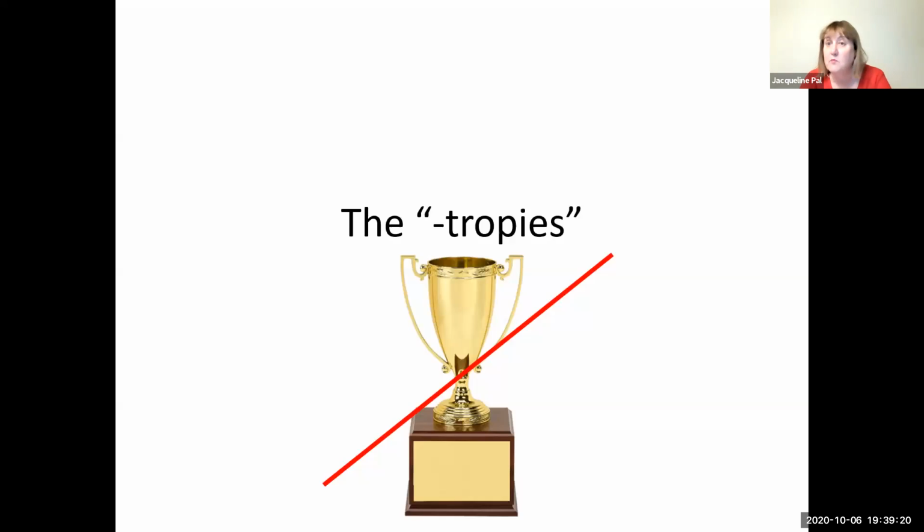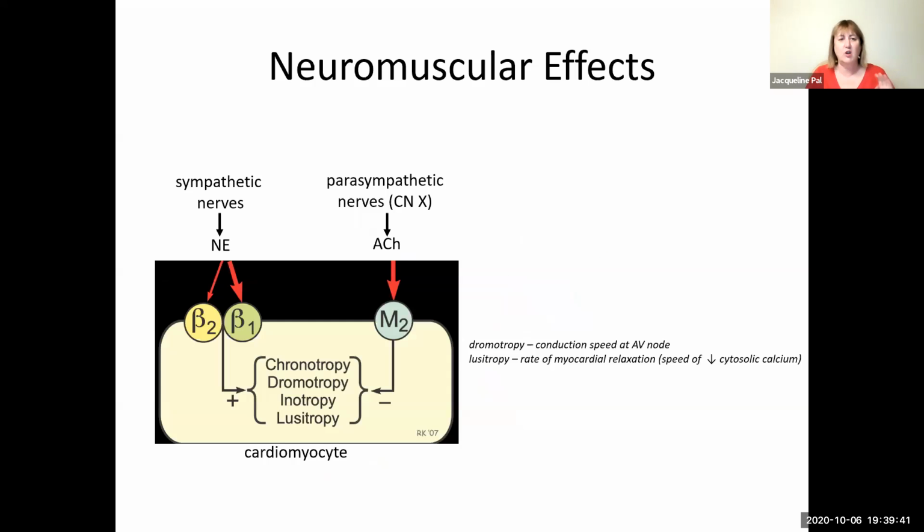Hello and welcome back as we continue our exploration of cardiovascular physiology. In this section, we're going to learn about the tropies. These are all words that end with tropy, not trophy, but tropies. And there are 4 of these. Now, the good news is out of the 4 tropies, you've already learned about 2 of them.